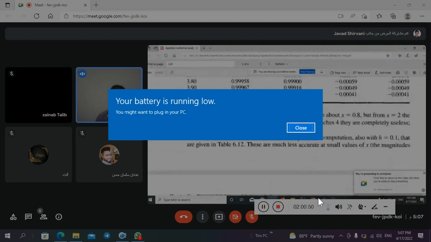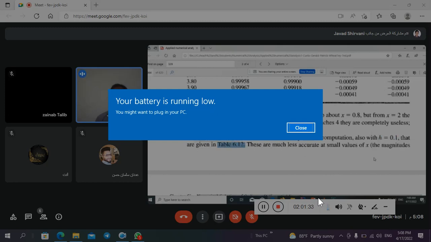Observe in table 6.11 that we get good results up to about this point. But from x equals 2, the computed values are increasingly poor, and as x approaches 4, they are completely useless. They oscillate widely about the asymptotic value for y. Compare this with the result from the simple Euler computation, also with the same step size, given in table 6.12.